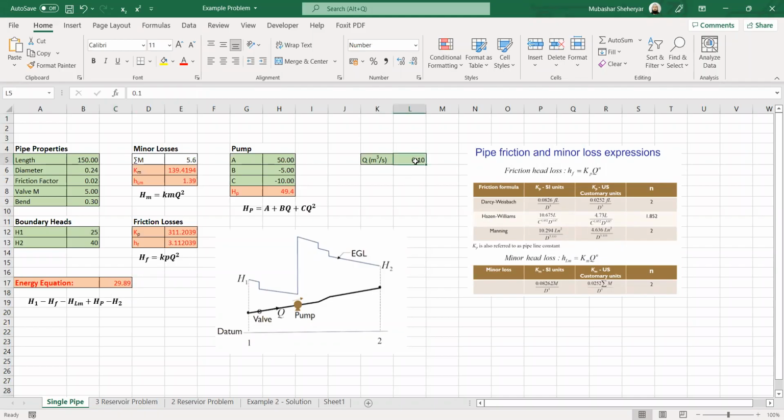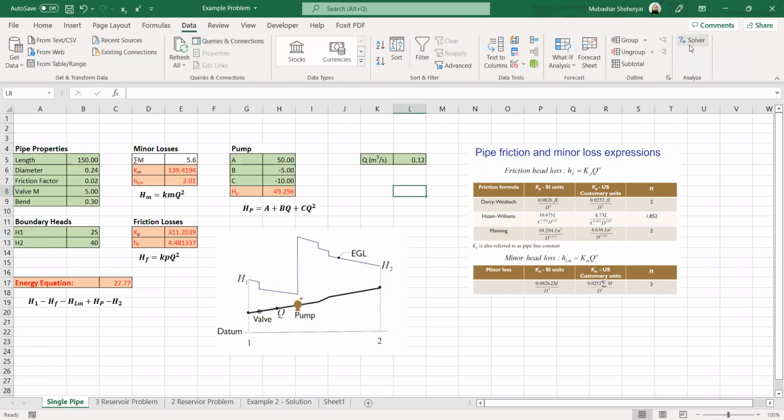So we have to solve in such a way that the energy equation becomes equal to 0. We just replace the value, and until the energy equation becomes equal to 0, we have to change just the flow. It is very time consuming to change it one by one to make the energy equation equal to 0. So I will do that by goal seek in order to solve easily.